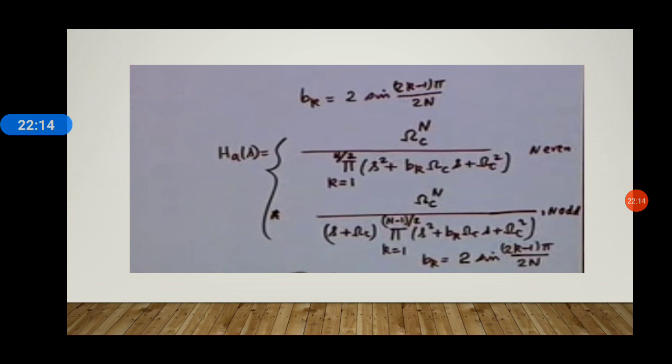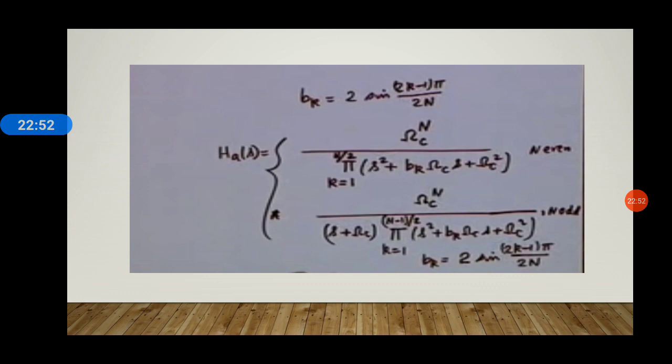It is a product of this. So we can write k going from 1 to n by 2, because these poles will be multiplied together. That is, s square plus b1 omega c s plus omega c square into s square plus b2 omega c s plus omega c square. In this way they will be multiplied. Here bk will keep on changing as k changes from 1 to n by 2.